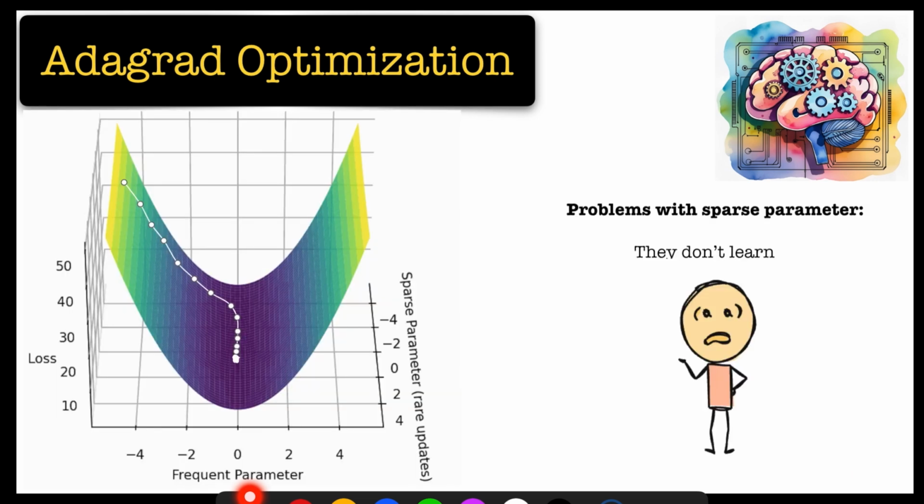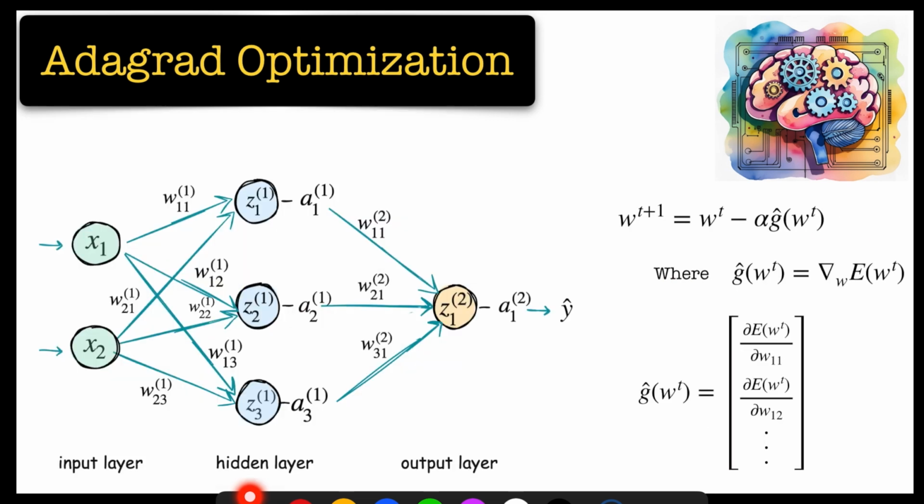Let's say this is the minimum point, and you're starting from here. This is the direction where we are having updates, the frequent parameter, so in this direction we'll move. Then after reaching here, in this direction we will not have much update. So we might not reach the minimum point. The problem with sparse parameters is that they don't learn.